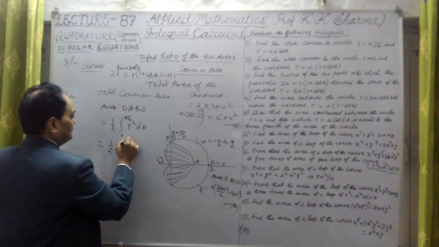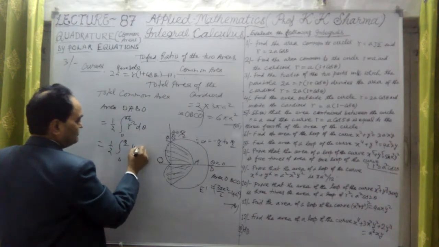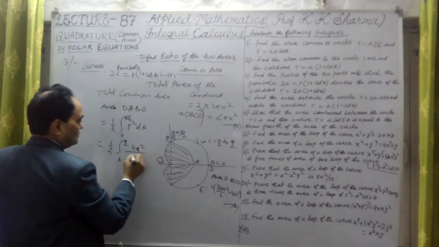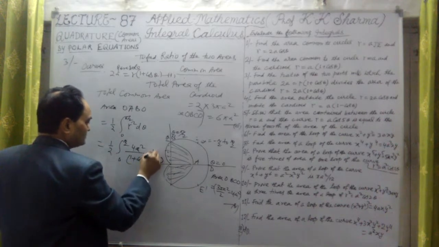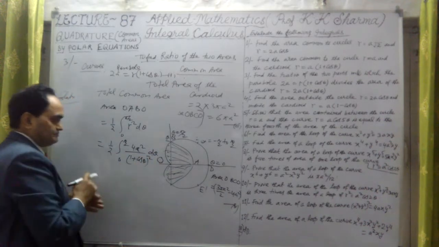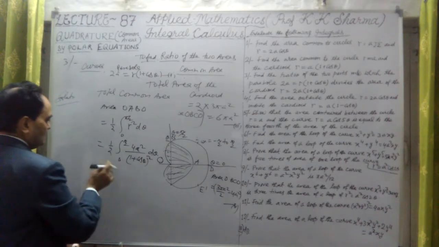0 to pi by 2, r squared. r is 2a upon 1 plus cos theta. This will be 4a squared upon (1 plus cos theta) whole squared. I'm sorry, this was the question here. Alright, so that's the point. Now let us solve it.